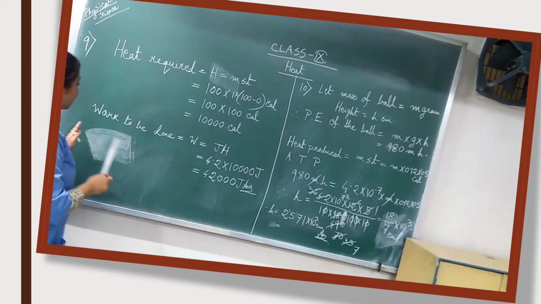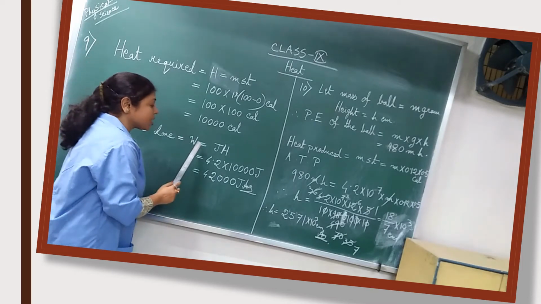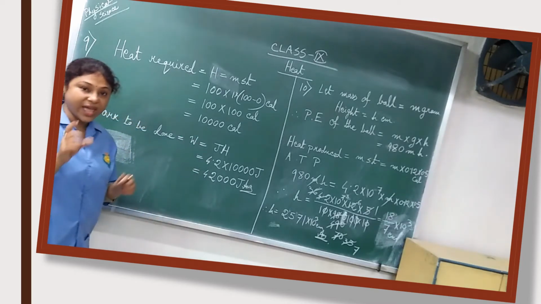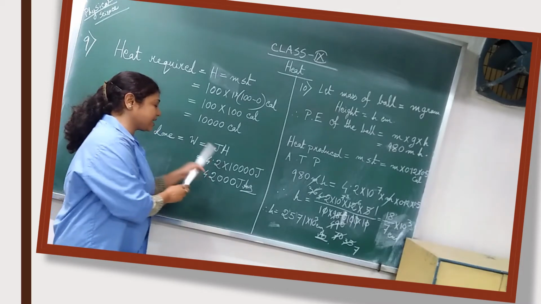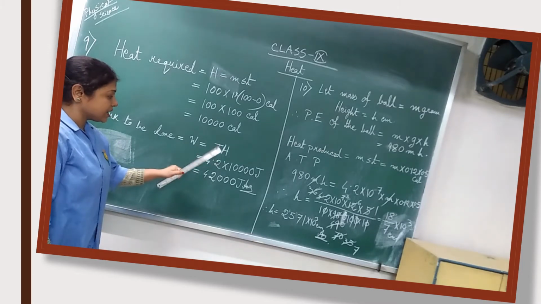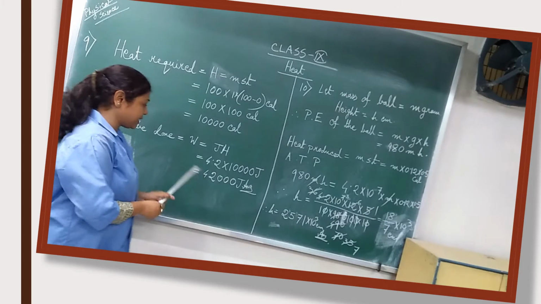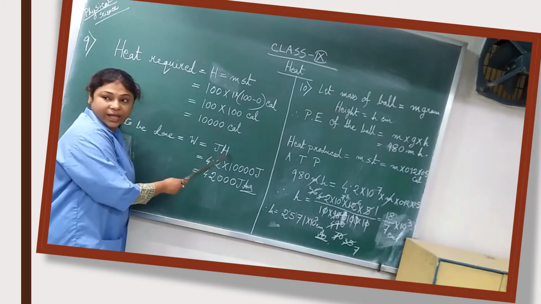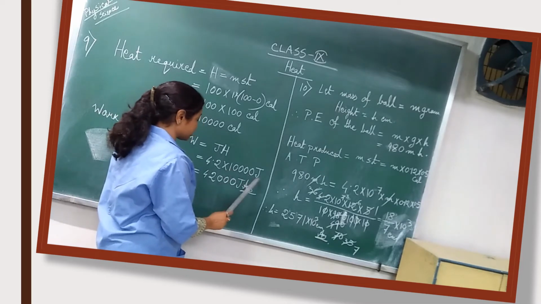Okay. Now work to be done. Work is W is equal to J into H. Actually, this is the relationship between work and heat. W is equal to work, H is equal to heat required, and J for mechanical equivalent. So W is equal to J into H. J is 4.2 into 10,000 joule.